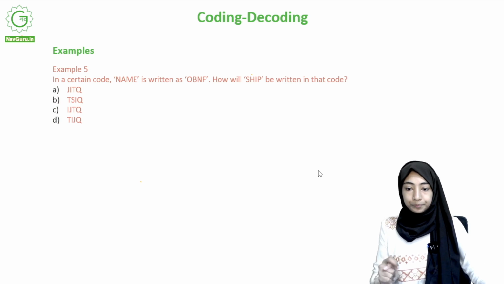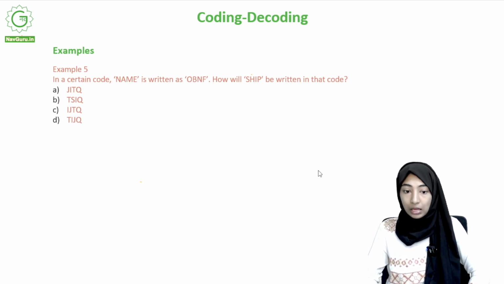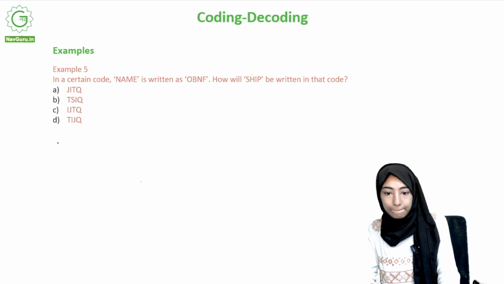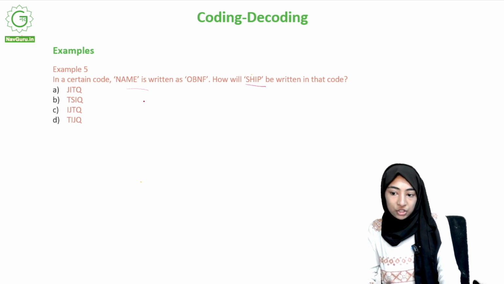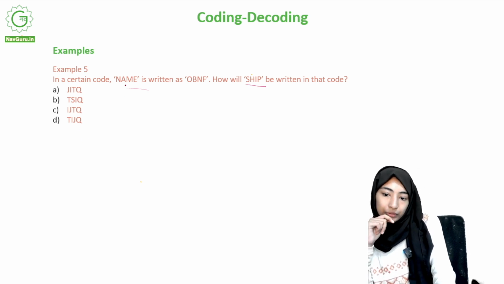Moving on. In a certain code, NAME is written as OBNF. How will SHIP be written in that code? Okay, so can we get anything? No, we can't. The name having different letters doesn't help. So since that does not help, we can go back to our old method of writing corresponding numbers. But before that, just see if you feel there is some kind of similarity.